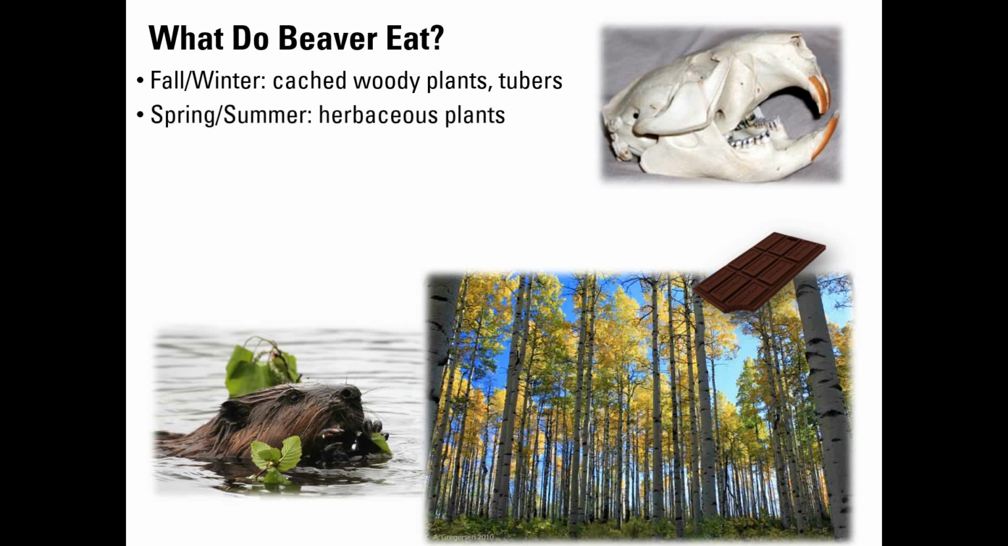In the summertime, though, they eat a lot of herbaceous plants, such as grasses, sedges, rushes, aquatic plants, tubers, and so on. So in the wintertime, woody plants are about 85% of their diet, and in the summertime, it's about 15% of their diet, where they're eating mostly these other herbaceous plants.